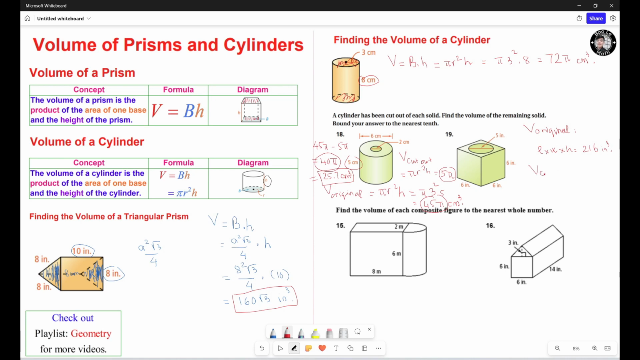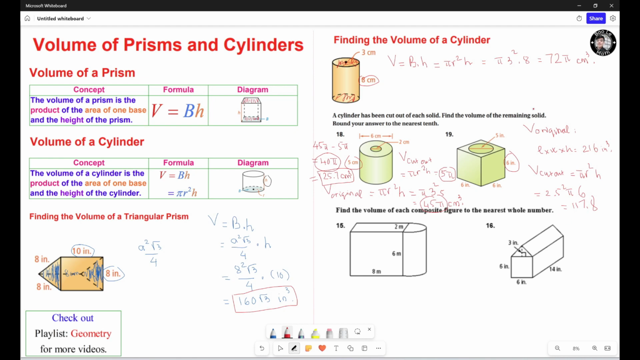Now we cut out. When you cut out, it's going to be a cylinder. So it's pi r squared times h. Now r equals 2.5 because diameter equals 5. So it should be 2.5 squared times pi times height. The height equals 6 right here. That gives 117.8. And then you subtract this one from this one.